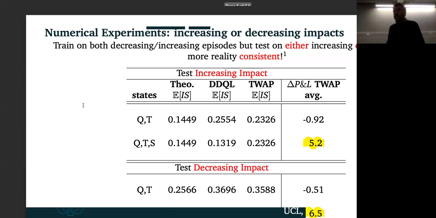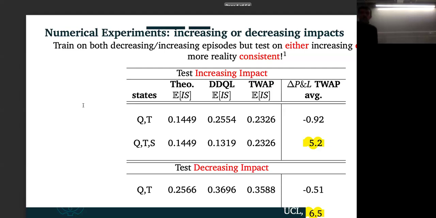What is most interesting is the following. That's pretty trivial, but let's consider a situation where I trained my machine with both increasing and decreasing patterns. The patterns that I give in the training phase contain both increasing and decreasing market impact coefficients. But then I test only on one of them. So I trained in the universe, but then I want the machine to be able, while trading, to learn whether the testing scenario is one where the impact is decreasing or increasing.